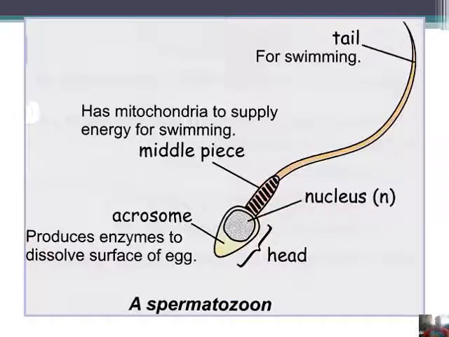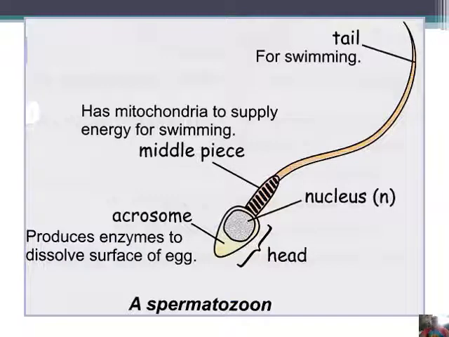All right, now we need to look at, once the sperm eventually gets out, what does it look like? Okay, so now it's moving. We have the tail for swimming. It has mitochondria to supply energy for swimming, and this is called the middle piece. So what attaches the head to the tail is the middle piece. Please also note that there are no mitochondria in the head of the sperm itself, which is why you only get mitochondria from your mother, and that's why we call it mitochondrial DNA.